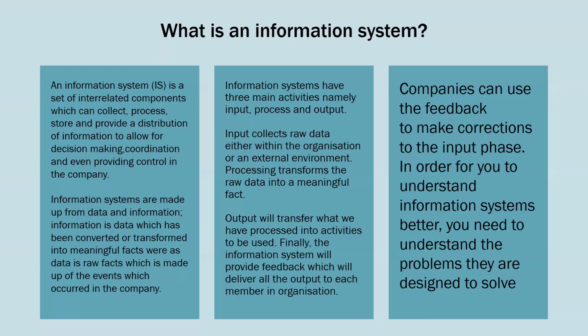Information systems are made up of data and information. There is actually a difference between data and information, right? Information is data which has been converted or transformed into meaningful facts. Sometimes you can have data that might not even make sense, but information is where you make the data make sense. That is the difference between the two. Information systems have three main activities surrounding them: input, process, and output.